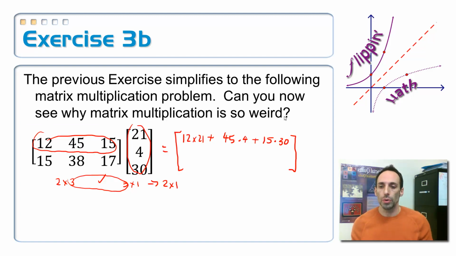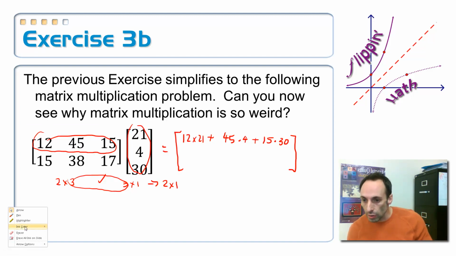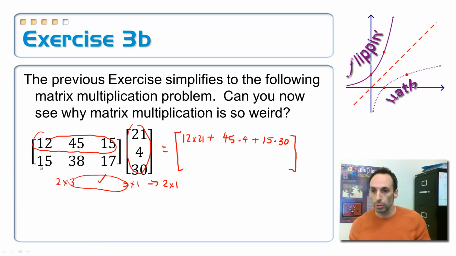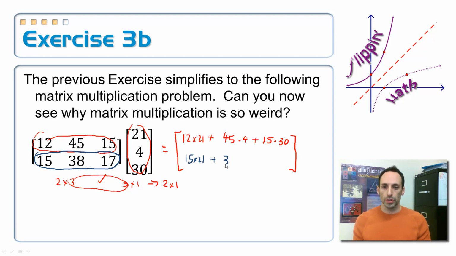Okay, so now to do the second row, let me just switch colors here to blue. I'm going to take the second row and multiply it times that first column. It's going to be 15 times 21 plus 38 times 4 plus 17 times 30. And again, this is exactly what I would have gotten if I just multiplied each one of those bats, balls, and gloves by their appropriate price.